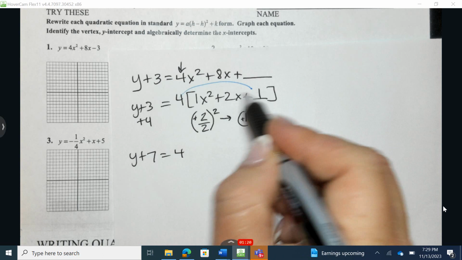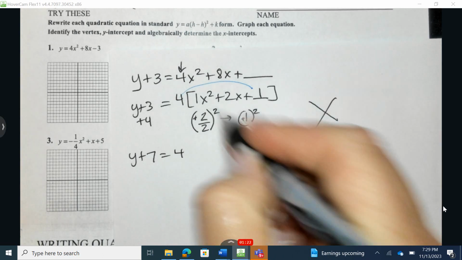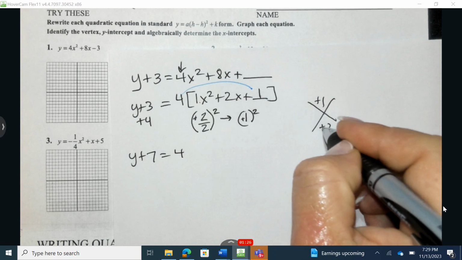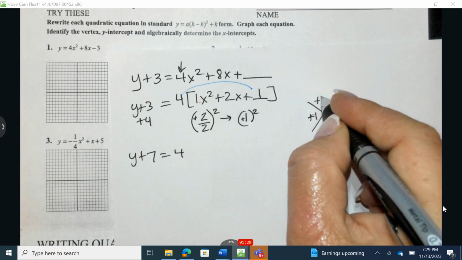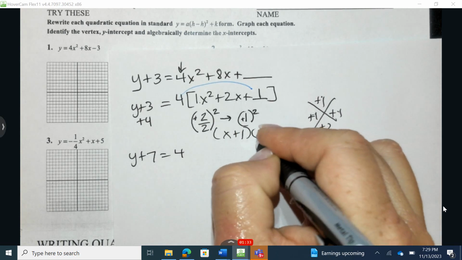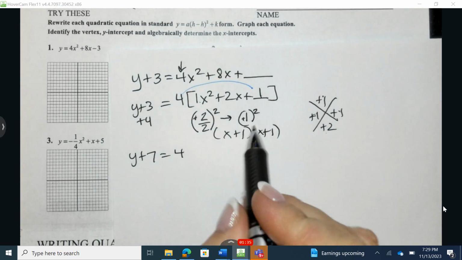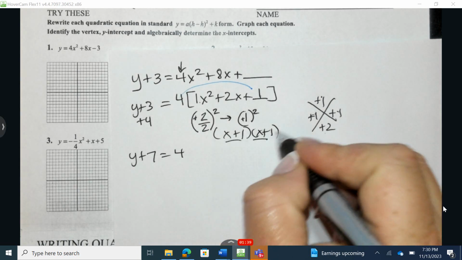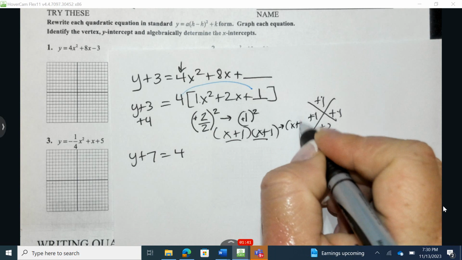Now that I've determined this value, I could come off to the side and factor it like so. 1 times 1 is 1, and they add together to give you 2, so 1 and 1 multiply and combine. So this would factor into x plus 1 and x plus 1, but there's a shortcut to all of this. The shortcut is when you have the exact same quantity twice, we can write it as x plus 1 squared.